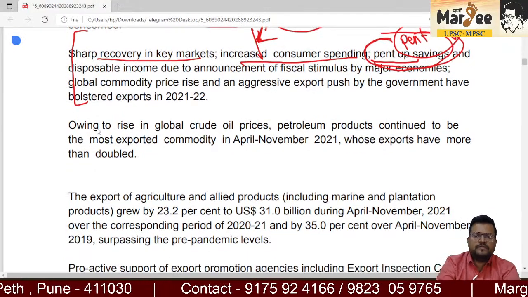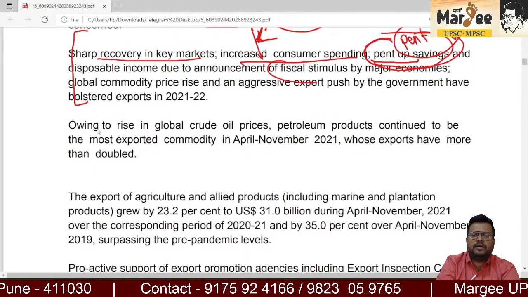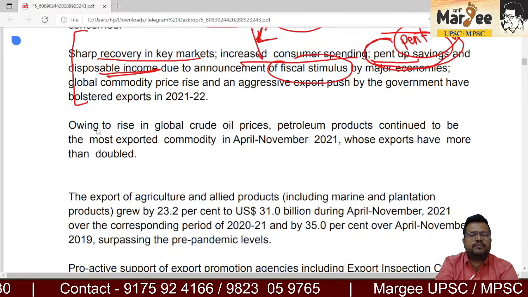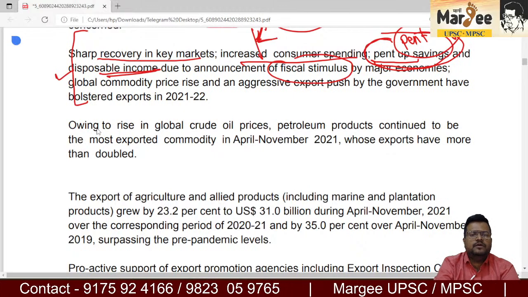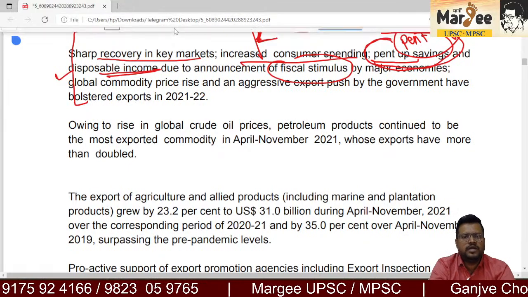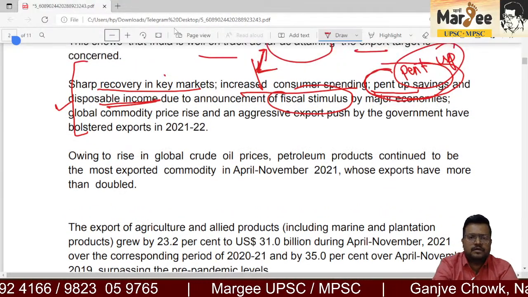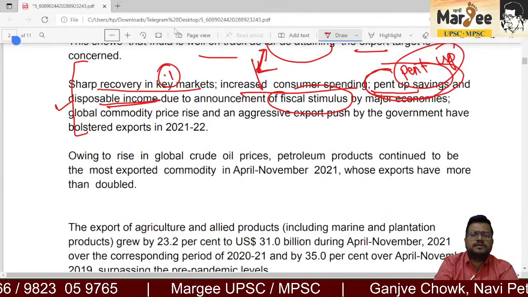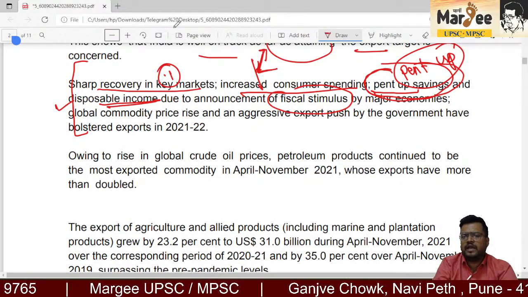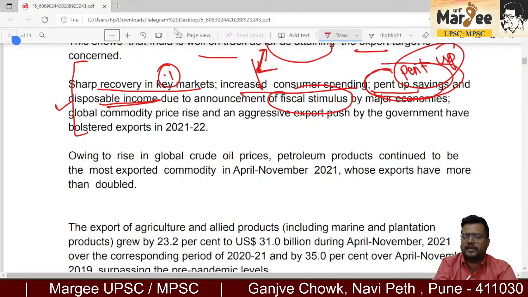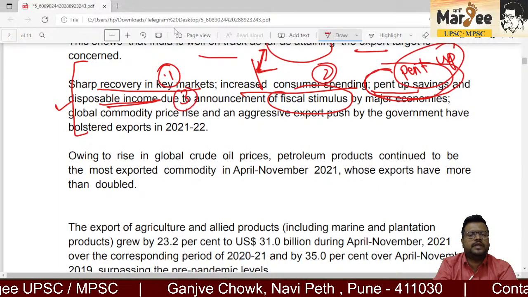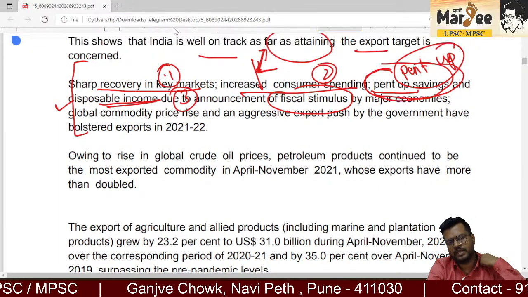Then we have seen that various government fiscal stimulus was there during the pandemic. त्याच्यामुळे पण डिस्पोजेबल इन्कम प्रायव्हेट इंडिव्हिज्युअलचं इन्क्रीज झालं. फर्स्ट वी आर सीइंग व्हॉट आर द रिझन्स फॉर इंडियाज इन्क्रीज एक्सपोर्ट. त्यातलं पहिलं रिझन आहे शार्प रिकव्हरी इन की मार्केट्स. कोविड-19 पॅन्डेमिक नंतर रिकव्हरी शार्प होताना दिसते. Increased consumer spending. One reason for it is that pent up saving was there. Then disposable income due to fiscal stimulus was there.